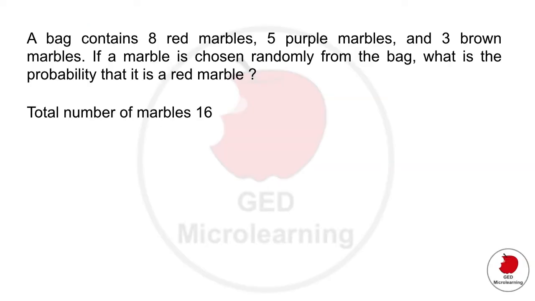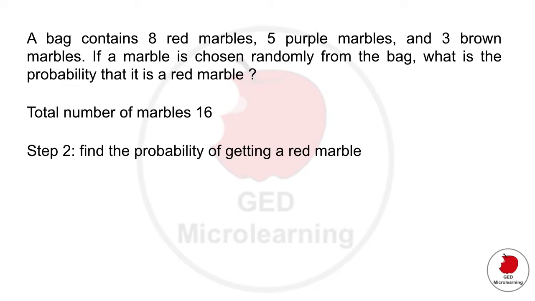They've told us that the total number of marbles, in this case, we found out was 16, and now we have to find out the probability of getting a red marble. Okay, so again, we're going to use this formula that we just discussed.